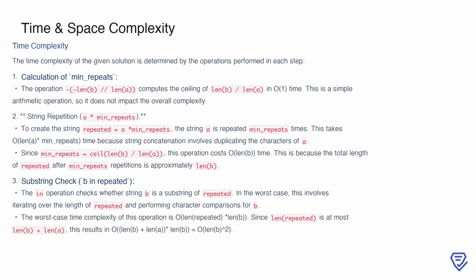Finally, we check if B is a substring of the repeated string. This substring check is the most computationally expensive step, as it involves comparing up to len b characters of B against len repeated characters of the repeated string. In the worst case, this operation has a complexity of len repeated * len b. Since len repeated can grow to len b plus len a, the complexity simplifies to (len b + len a) * len b, which is dominated by len b squared.